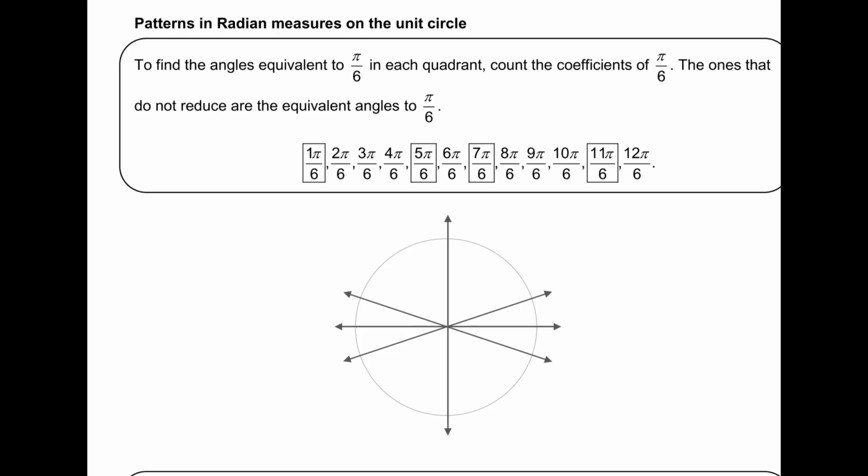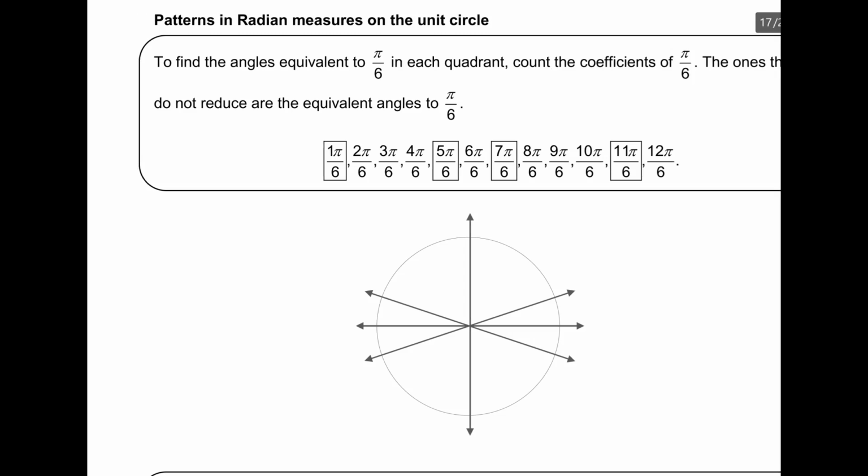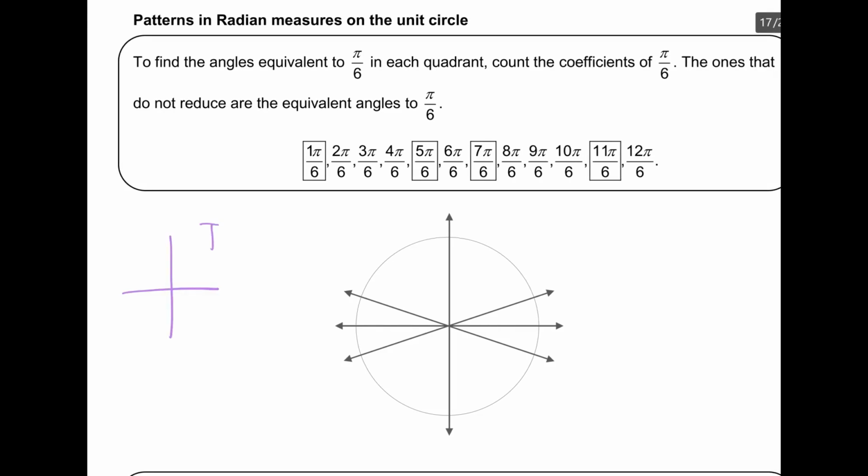All right, patterns and radian measures on the unit circle. So to find the angles equivalent to pi over 6 in each quadrant. What does quadrant even mean? Quad, so the 1, the 2, the 3, and 4, and they're Roman numerals. Okay, so here's 1, 2. Matt, you just put a 3. I got a little happy drawing.